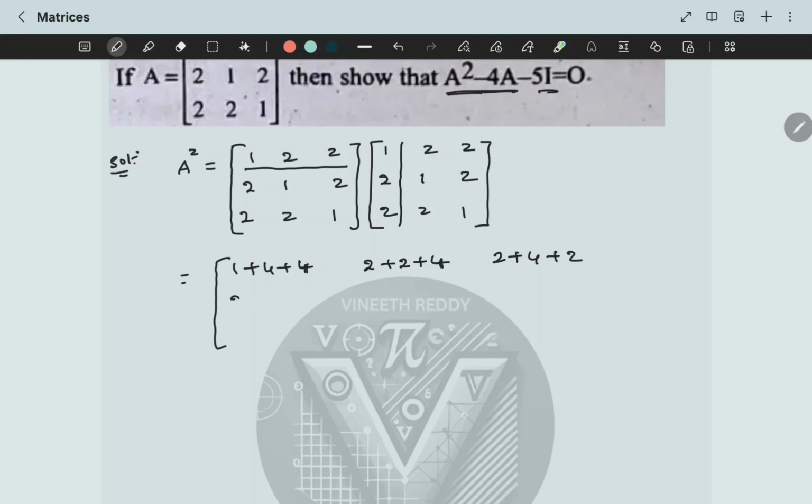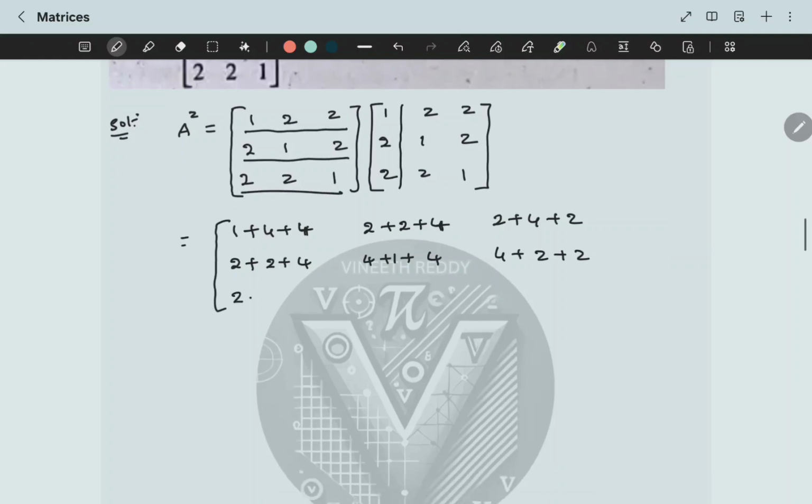Now second row with the first column. 2 into 1 is 2, 1 into 2 is 2, 2 into 2 is 4. Second row with the second column. 2 into 2 is 4, 1 into 1 is 1, 2 into 2 is 4. Next, second row with the third column. 2 into 2 is 4, 1 into 2 is 2, 2 into 1 is 2. Now third row with the first column. 2 into 1 is 2, 2 into 2 is 4, 1 into 2 is 2. Third row with the second column. 2 into 2 is 4, 2 into 1 is 2, 1 into 2 is 2.